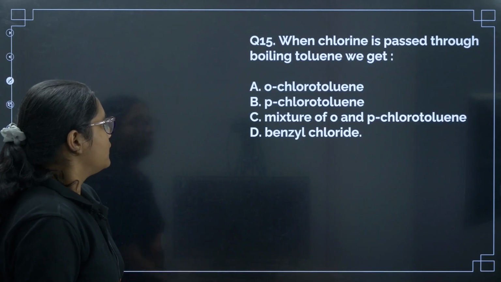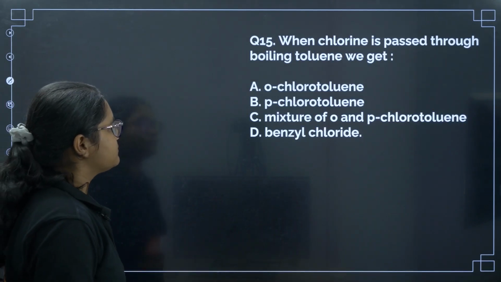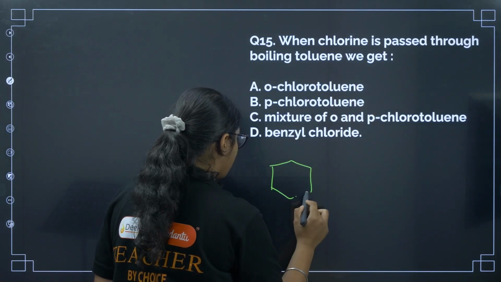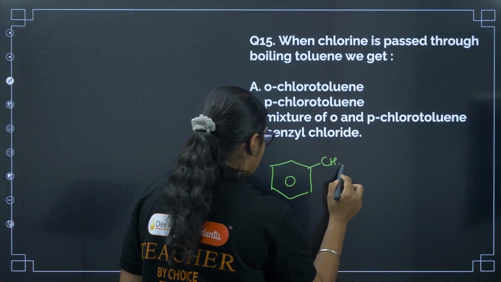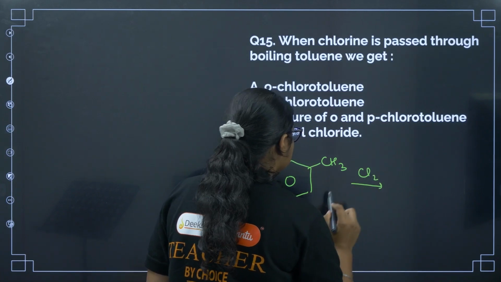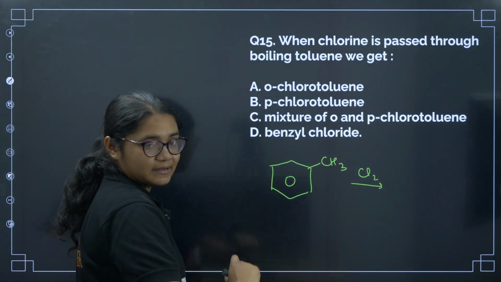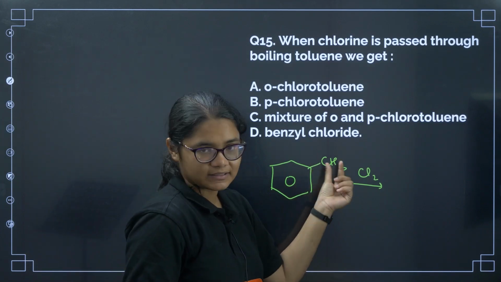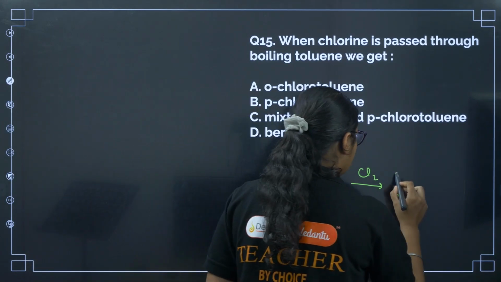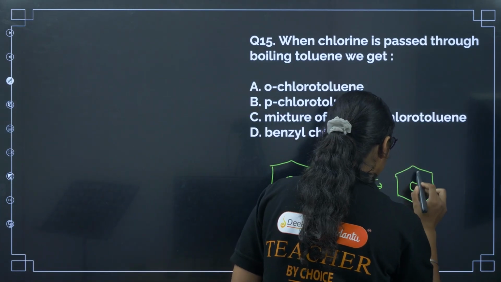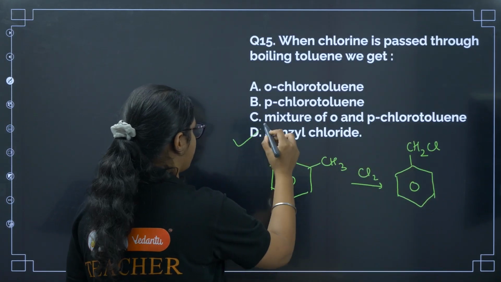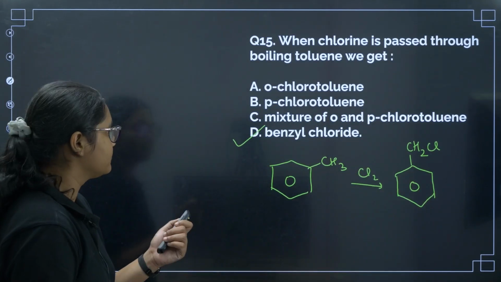Next, when chlorine is passed through boiling toluene we get. So we have toluene, and when you pass chlorine gas, what will happen? It will not react with the benzene ring, because for that we need a Lewis acid. Here it can replace the aliphatic carbon hydrogen and we will get CH2Cl, and this is your benzyl chloride. The correct answer is option number D.